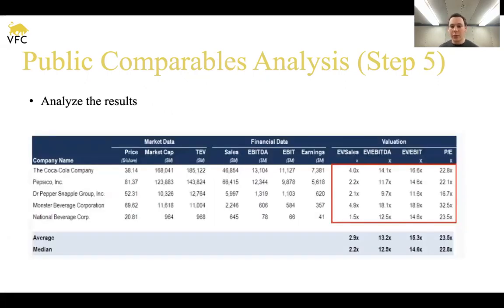So finally, you're going to analyze the results and compare multiples. And this is an example of what a finished public comps analysis would look like. Typically, you would probably do more companies than just 5, but you can still see how the types of multiples are presented and how they're calculated, and especially taking note of the average and the median there at the bottom.